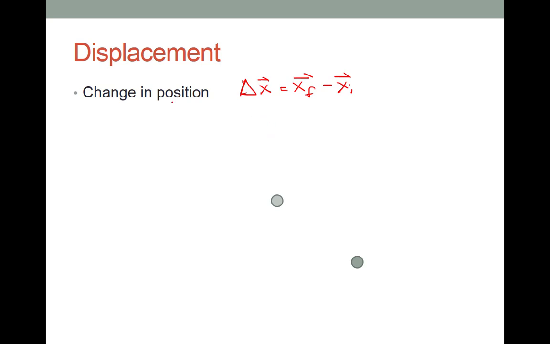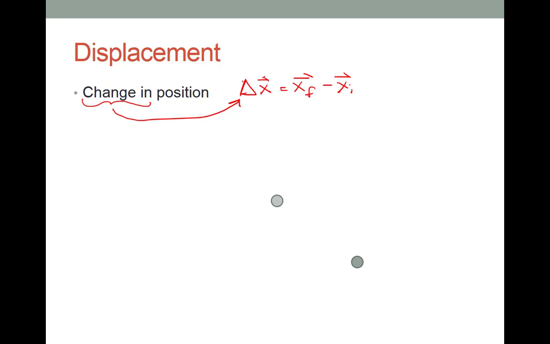Okay, so first things first. Change in. Anytime you see the words change in, you should expect to see this little triangle. That little triangle is known as delta because it is the Greek letter delta. And every time you see a delta, you think change in. X is one of the variables commonly used to represent a position. So delta X means change in position.